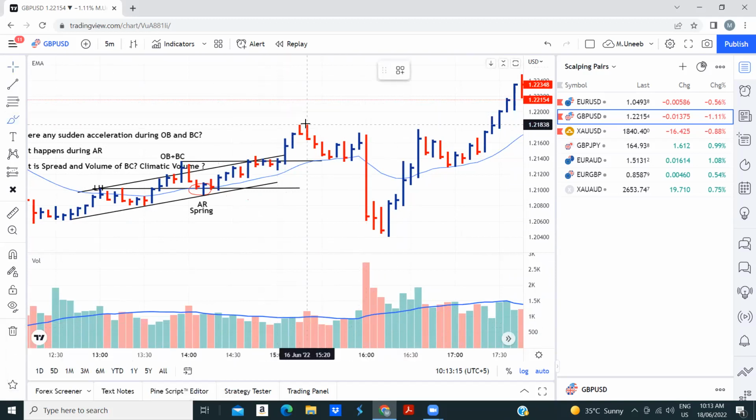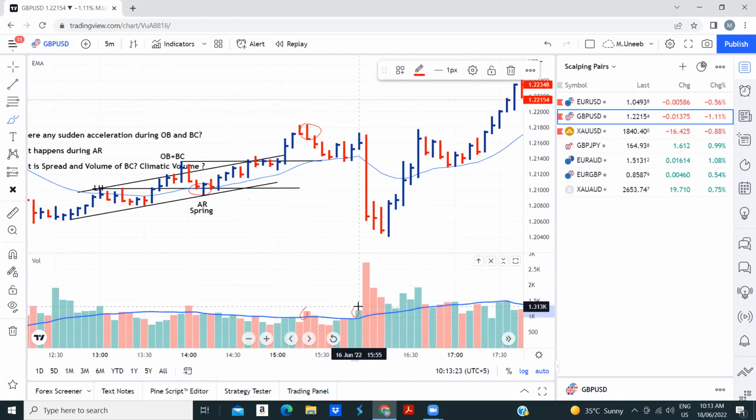But how about this one? Did you see any climatic volume? Yes, we saw it on the top. We saw it. How about this one? No climatic volume. No climatic volume. Right?